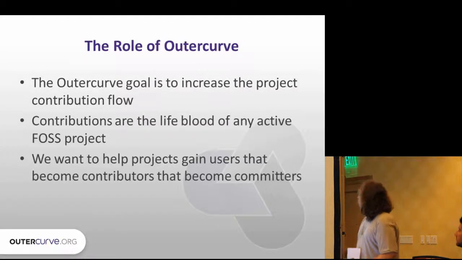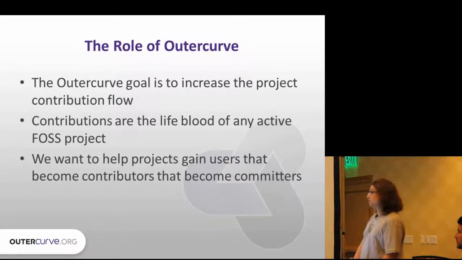And the role of OuterCurve's goal is really to increase the project contribution flow. And if there's one line in this slide that's important, it's: contributions are the lifeblood of any active free and open source software project. This is the most important thing: when you have a project that does not have contributors, that does not have contributions, you don't have an active project.